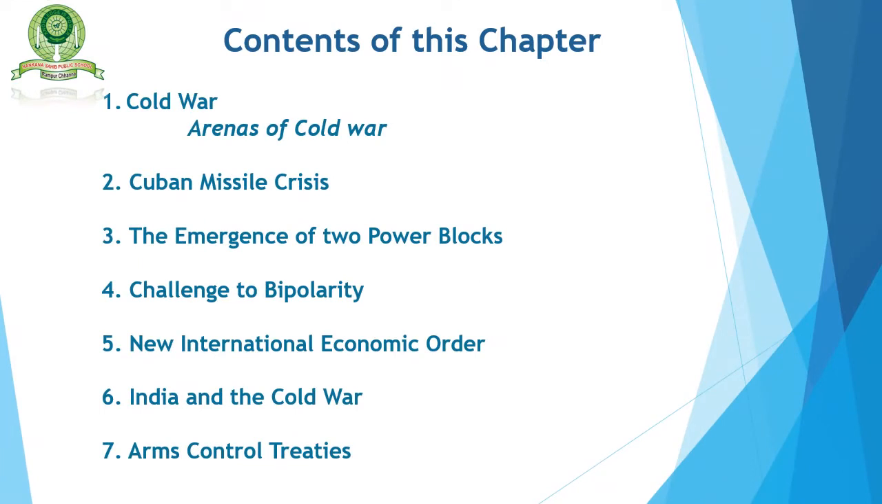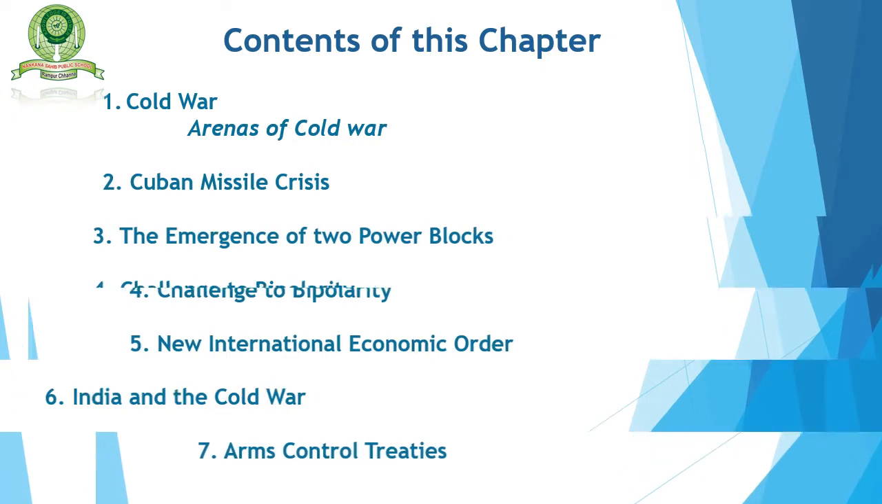The contents of this chapter are: first is Cold War, and the second is Cuban Missile Crisis. Third is the emergence of two power blocks. The next is Challenge to Bipolarity, and the next is New International Economic Order. And the sixth is India and the Cold War. And the last is Arms Control Treaties. All these topics will be discussed in detail in the coming slides.